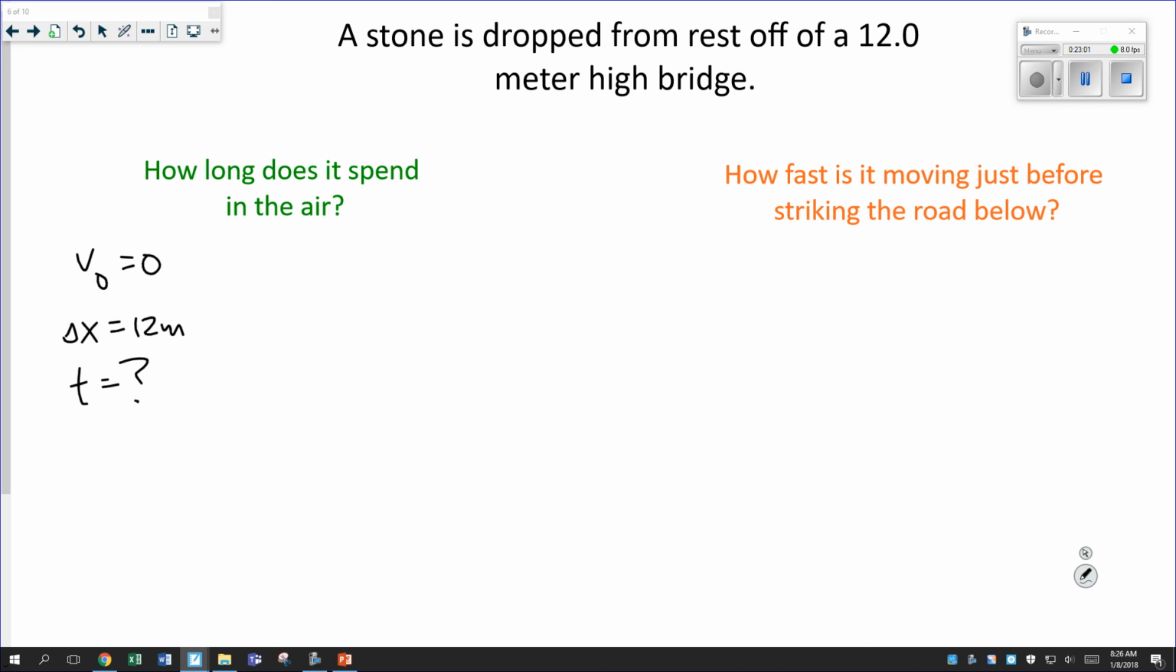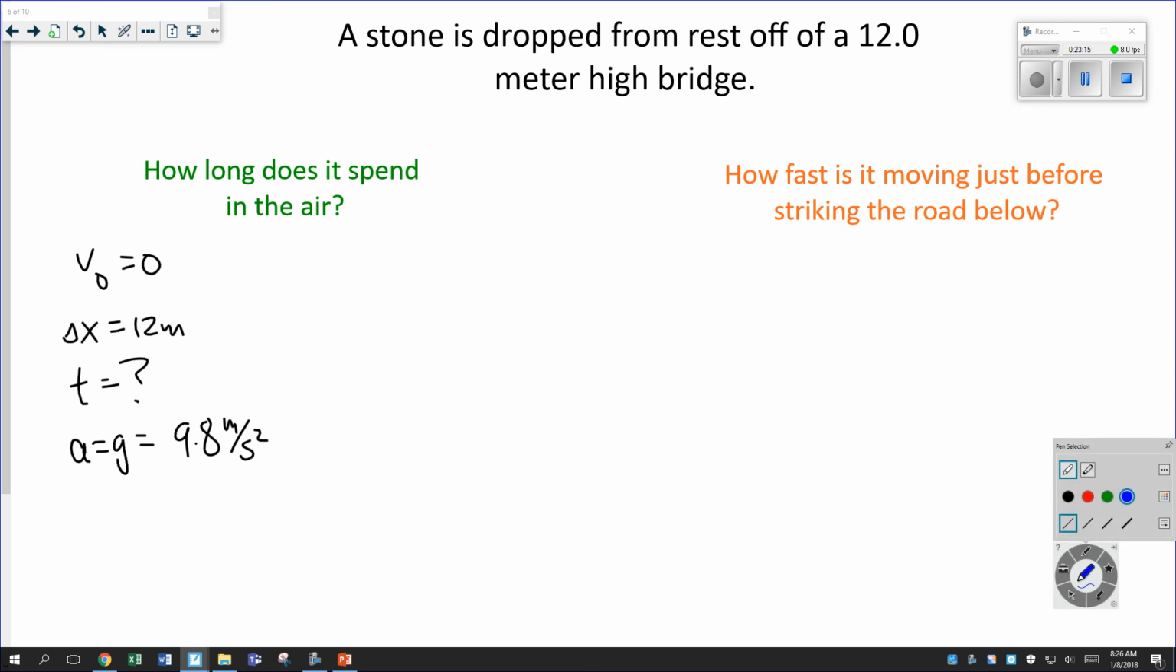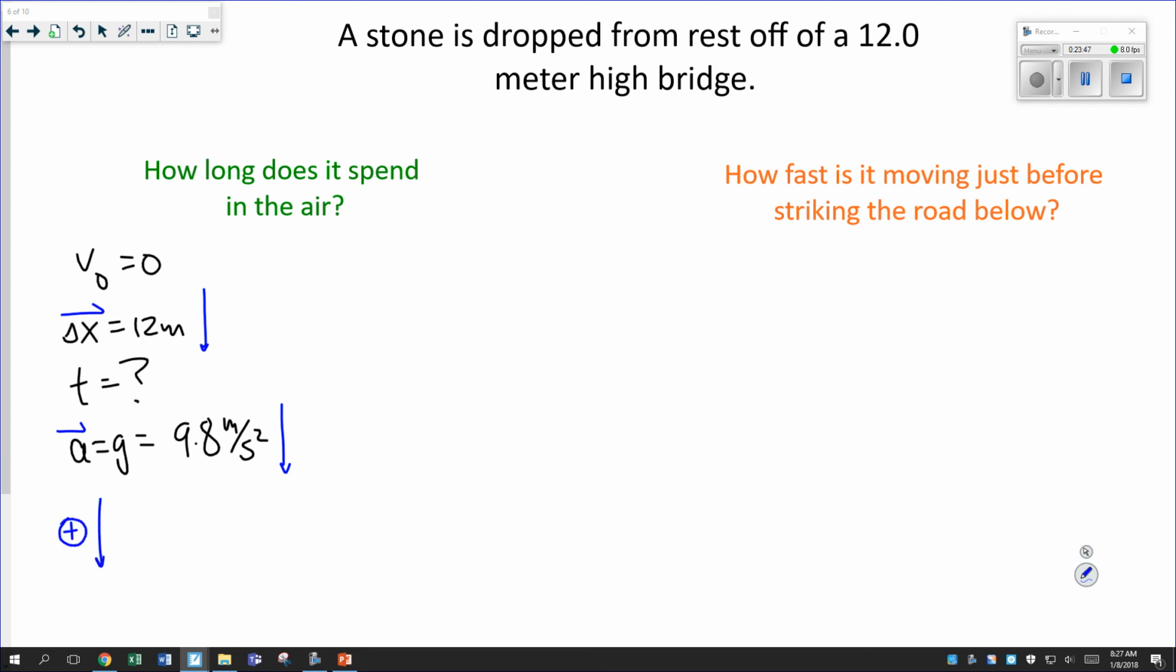Oh, right. This is a free fall case. A is g, 9.8 meters per second per second. Now, here's something we have to pay attention to, even though in this case we could get away with it if we didn't. What we have to pay attention to is the fact that delta x is a vector. Acceleration is a vector. Delta x is 12 meters downward. A is 9.8 meters per second squared downward. V naught doesn't have a direction because it's 0. But with these two things in mind, what might make sense is let's choose downward to be the positive direction. Then we get to call this positive. We get to call this positive.